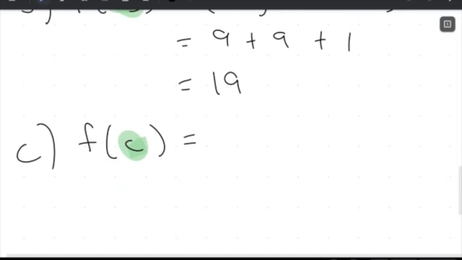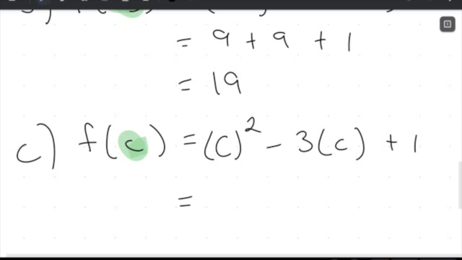So in place of the x, I have c squared. I have minus 3 times c. Let's actually do brackets around these. And plus 1. So I don't know what c is, so I'm just going to write c squared. Minus 3 times c just gives me minus 3c. And I have positive 1 at the end.